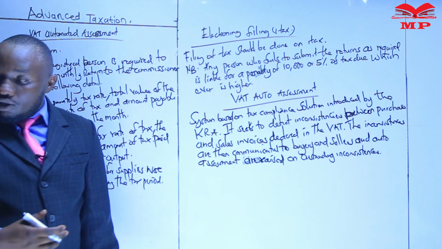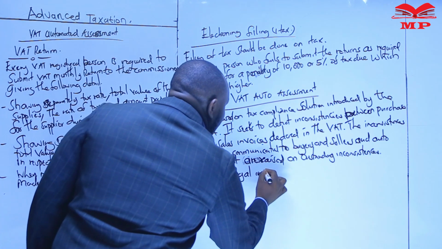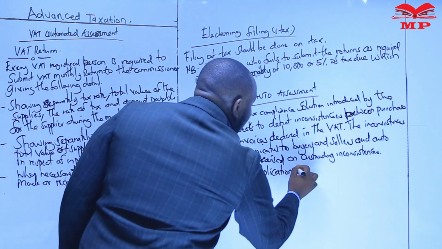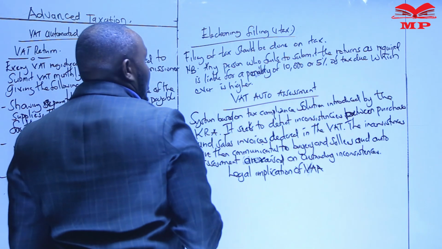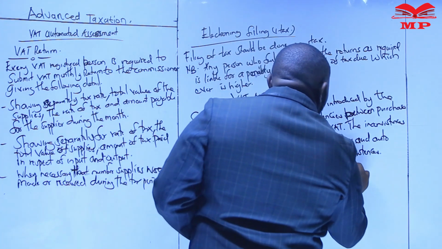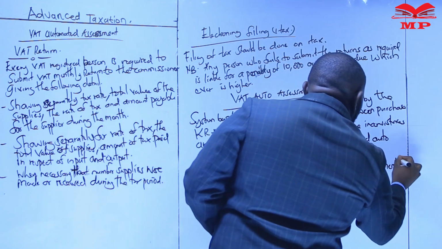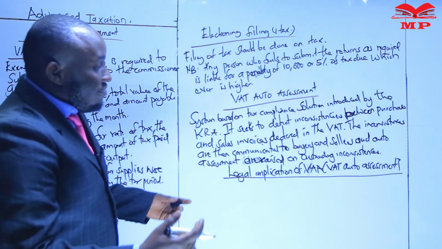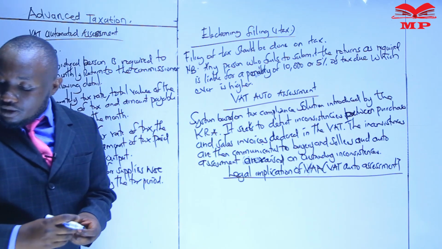I want to talk about what we call the legal implication of the VAT auto assessment, the VAA. VAA means VAT auto assessment. What is the law pertaining to it? What is the legal implication?